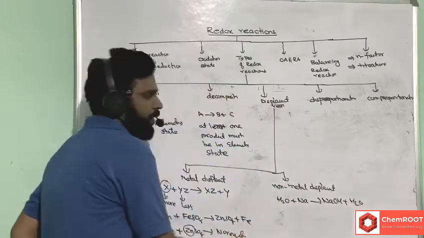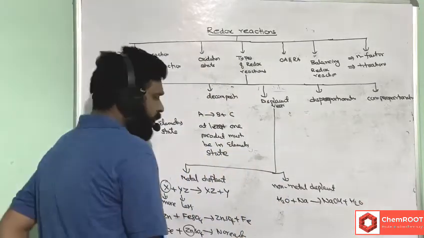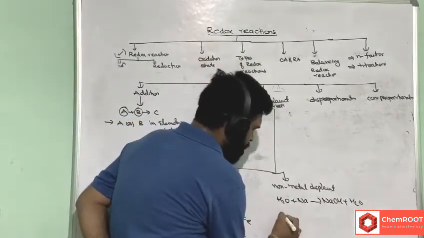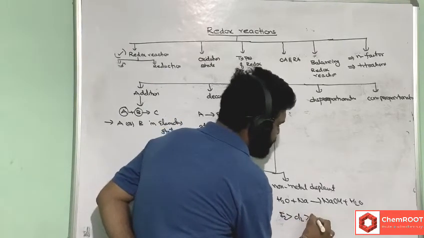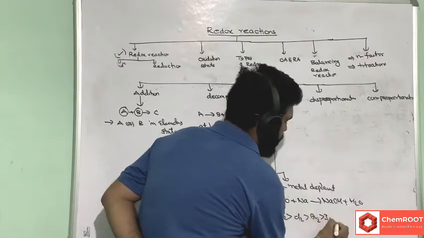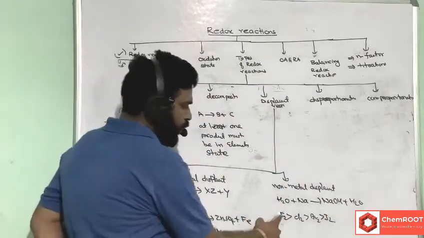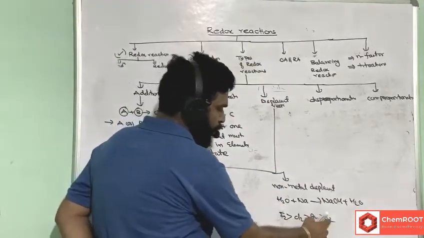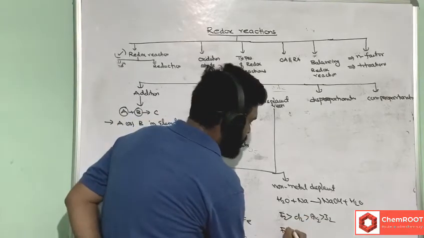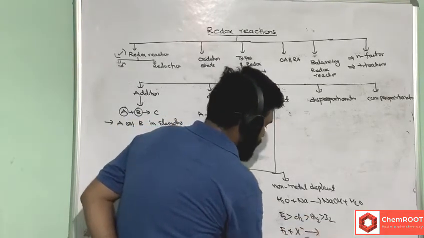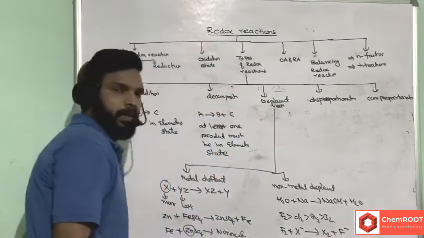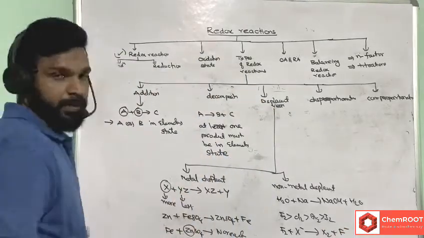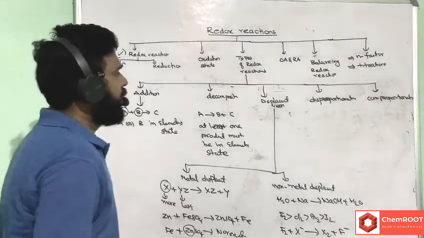Here, one of the hydrogens is displaced. Or you can take fluorine, chlorine, bromine, iodine. The reactivity order will be like this: fluorine can displace chlorine, bromine, iodine. Fluorine can displace any ion, and it will give X2 and F minus ion. So these are metal displacement reactions.